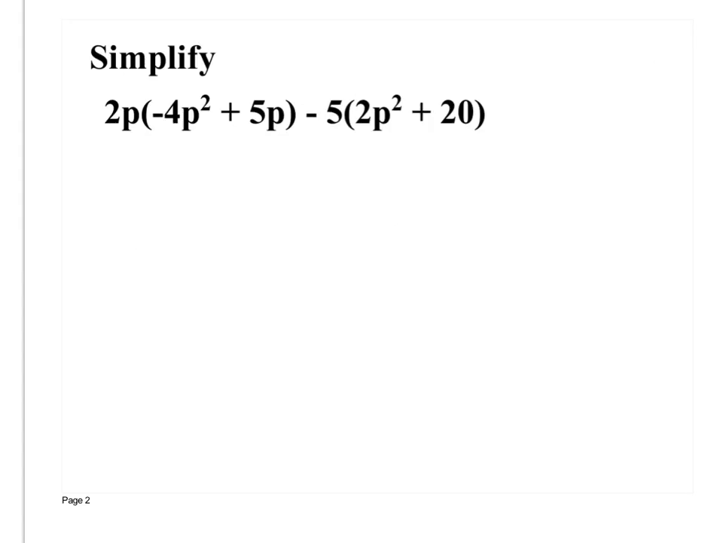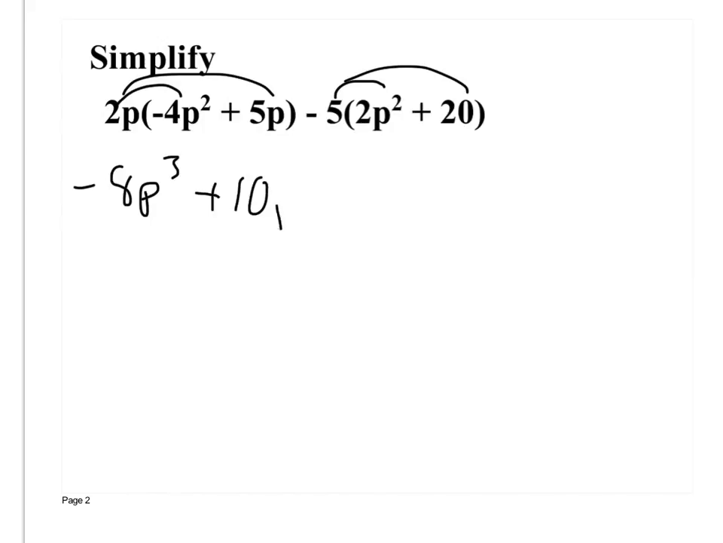So, something like this, simplify. The first thing you have to do is multiply before you can add. So we distribute the 5 and the 2p out. 2p times negative 4p squared is negative 8p cubed. Remember, you add the exponents. And then 2p times 5p is 10p squared.